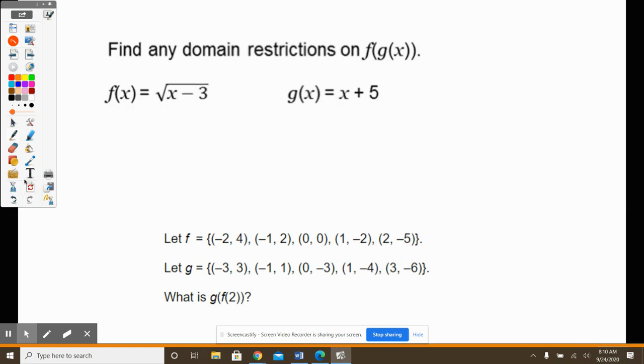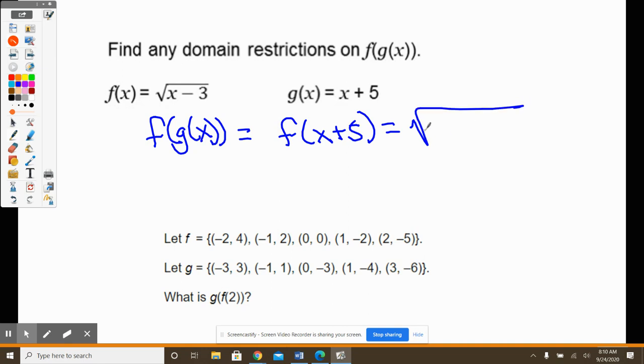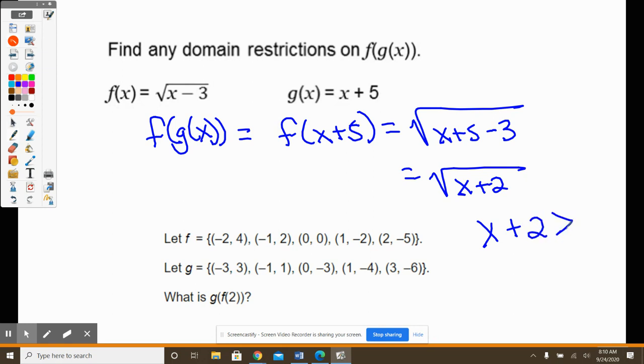If you want to look at the equations, f of g of x is f of x plus 5. Go to function f. This is kind of tricky. Take out the x, plug in an x plus 5 instead. You could use parentheses if you want. That would be the square root of x plus 2. That means x plus 2 has to be greater than or equal to 0. And x has to be greater than or equal to negative 2.